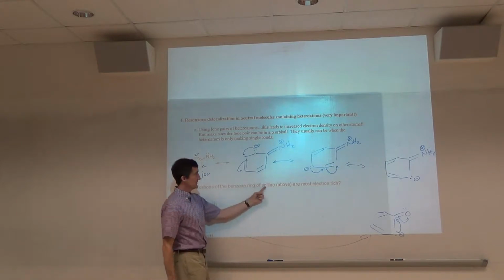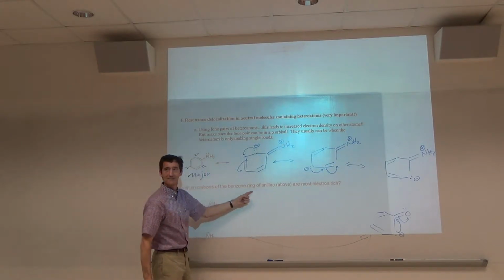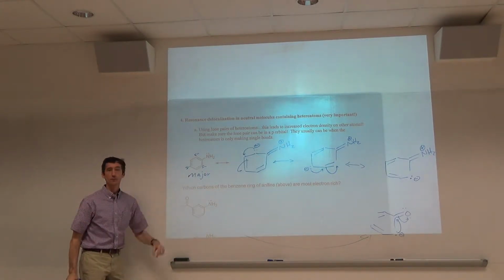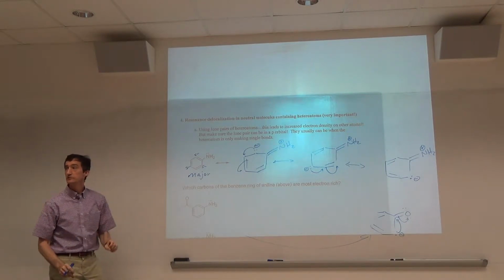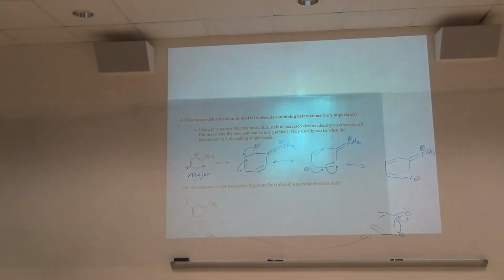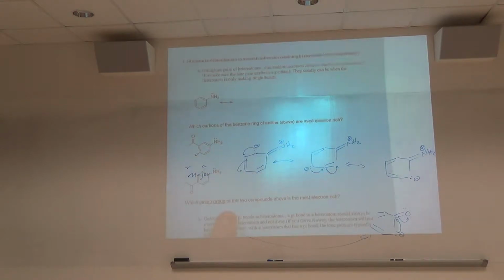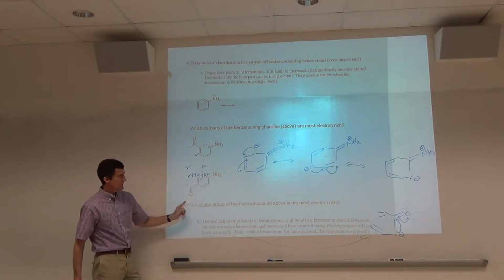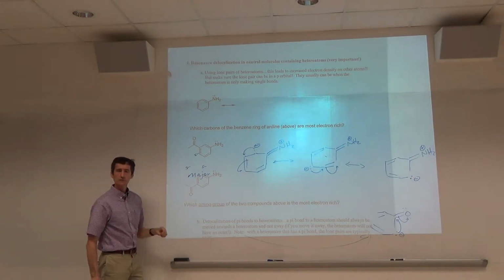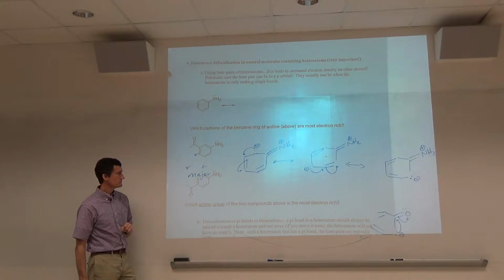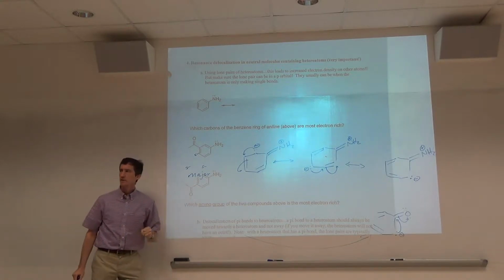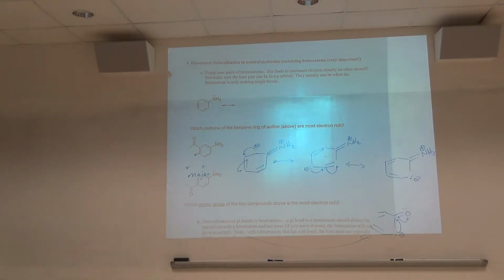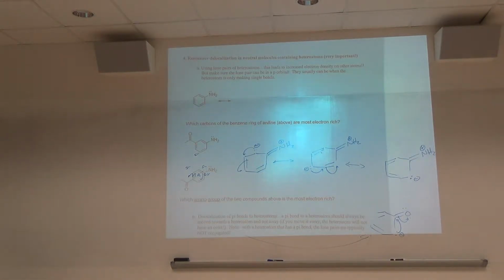Which carbons are most electron rich? Well, I just indicated the ones, as seen from the resonance structure. Question below: which amino group of the two compounds above is the most electron rich? Do that on your own, and we'll look at it tomorrow.